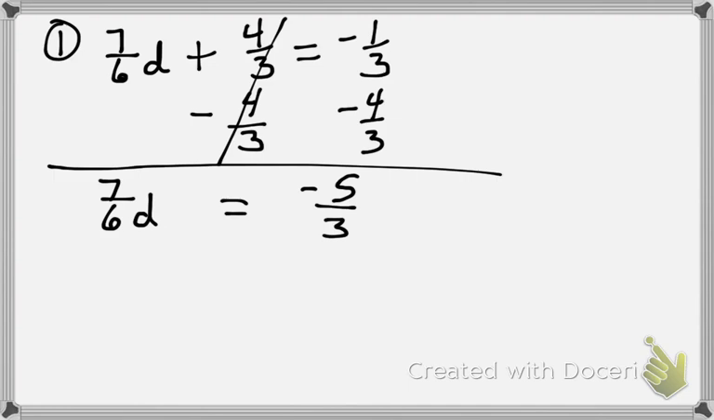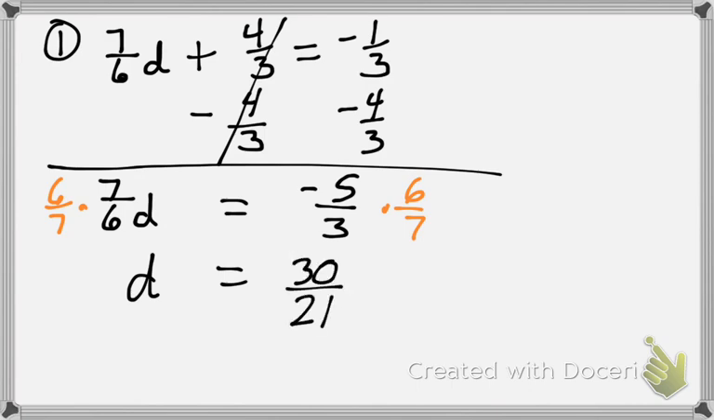We're going to remember from our multiplicative inverse property that if I multiply by a 6/7, that's actually going to cancel out the 7/6, and that is going to just leave me with a d if I do that. But if I multiply the left-hand side by 6/7, got to multiply the right-hand side by 6/7. So 5 times 6 is going to give me 30. 3 times 7 is going to give me 21, and it's a negative times a positive.